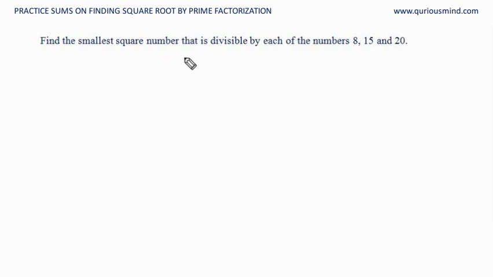Find the smallest square number that is divisible by each of the numbers 8, 15 and 20. Now we know that because the number which we want should be divisible by them, that number is a multiple of these numbers and a multiple of all of them, which means a common multiple. Also we are looking at the smallest number, so it has to be the lowest common multiple. So let's find the LCM first.